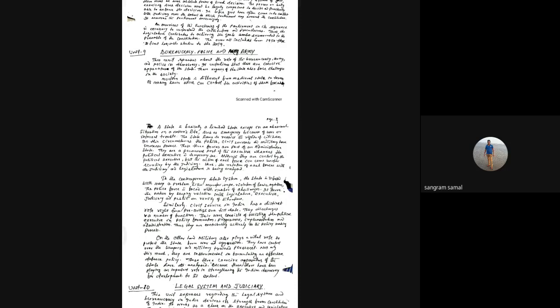These particular institutions and concepts are also related to democracy and development. What is their role? The bureaucracy, police and army are all coercive apparatus of the state. This unit speaks about the role of the bureaucracy, army and police in democracy. It underlines that these are coercive apparatus of the state.